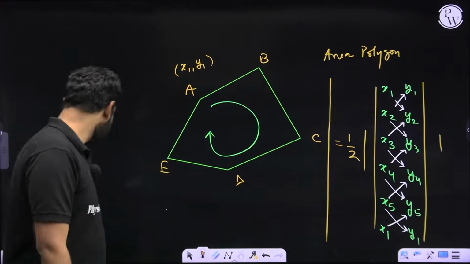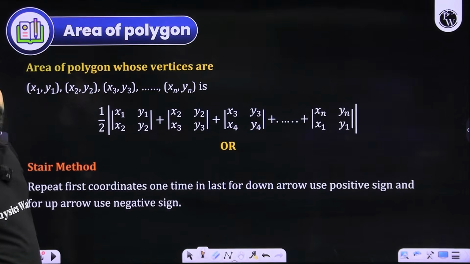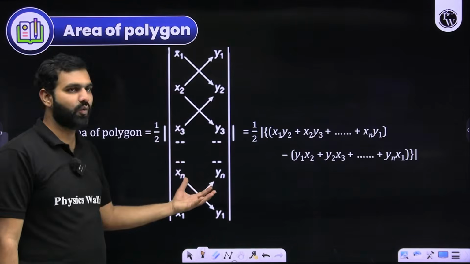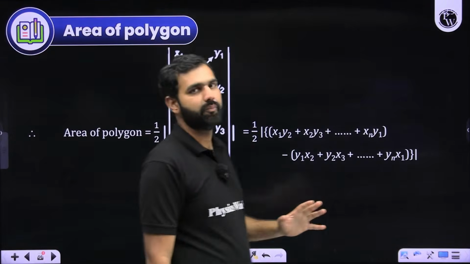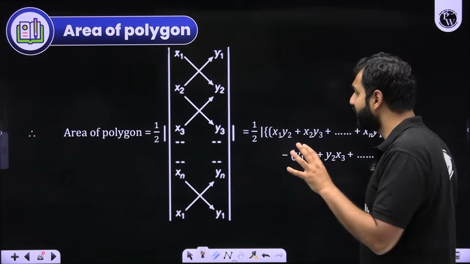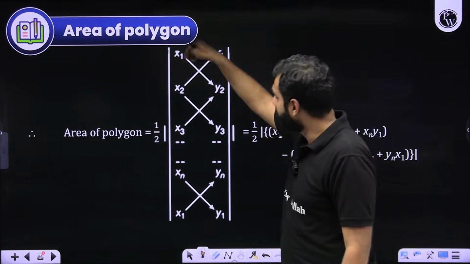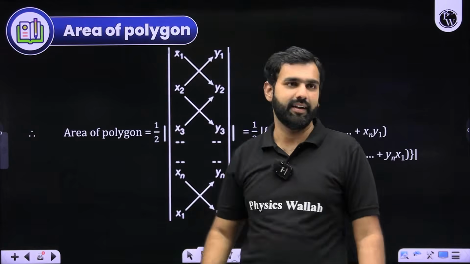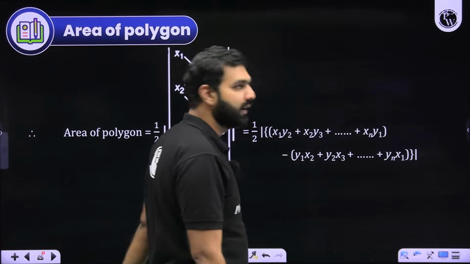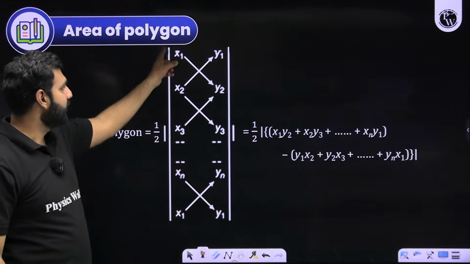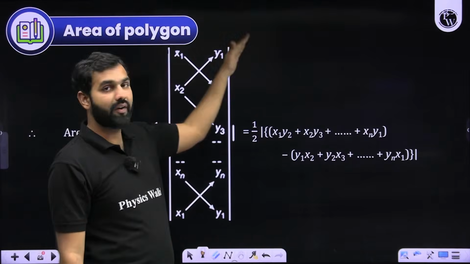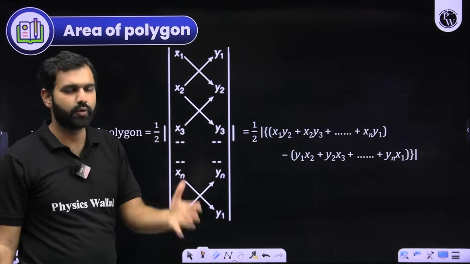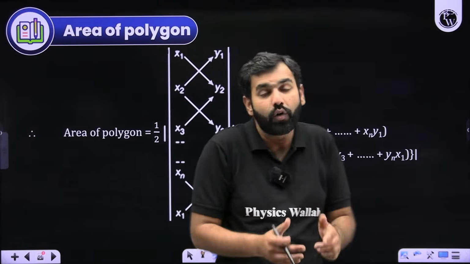This stair is exactly what we have learnt while discussing the chapter determinants, or this can be done through determinants as well. And this is exactly what we have written over here for your convenience. You can revise it from here, but I have given you complete clarity that if you go downward, you take the sign positive. If you go upward, you take the sign negative. I hope you can see it very clearly here. I hope there is no confusion. x1y2 positive, x2y1 negative, x2y3 positive, x3y2 negative, and that's how you keep going. That's how you find area of any polygon.